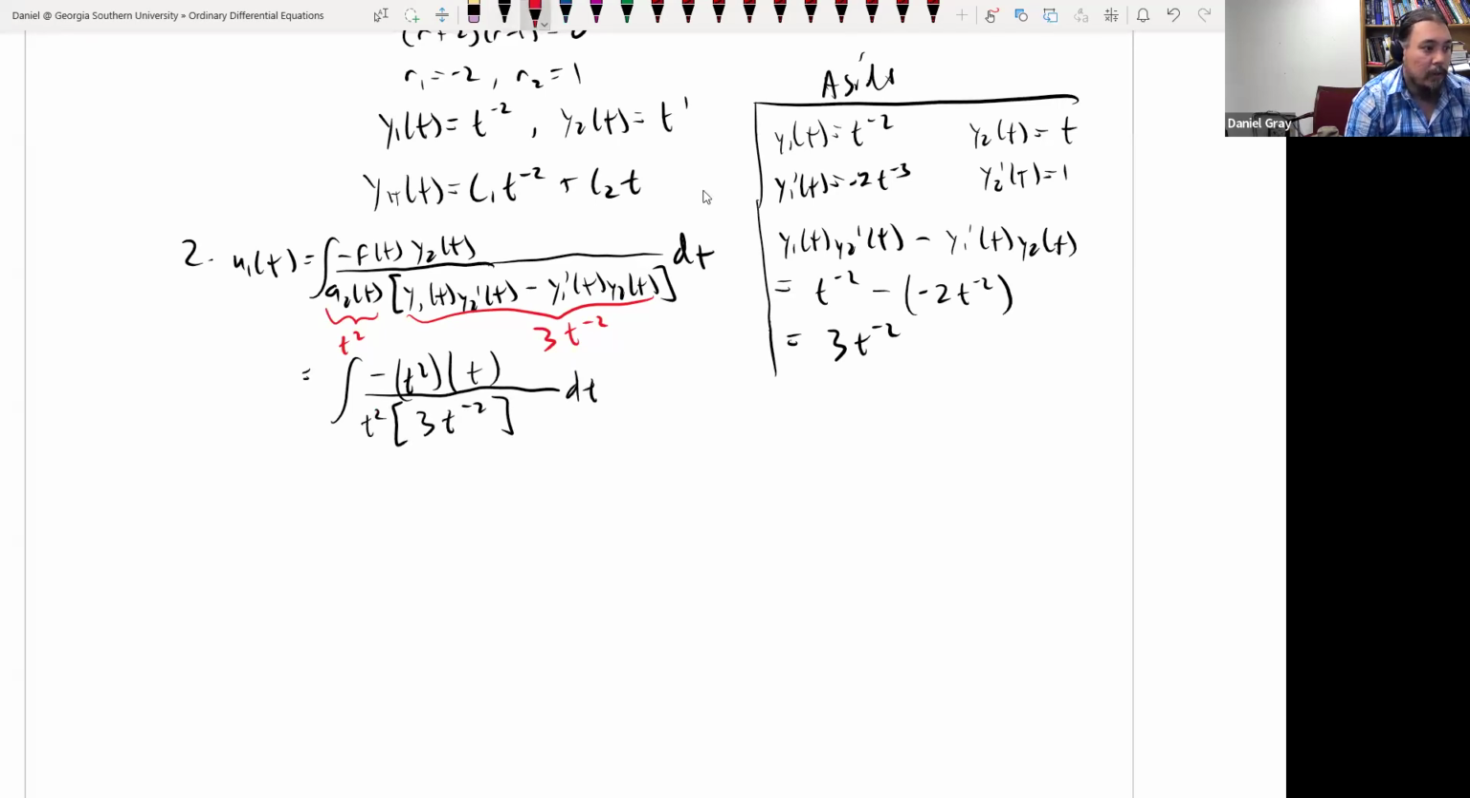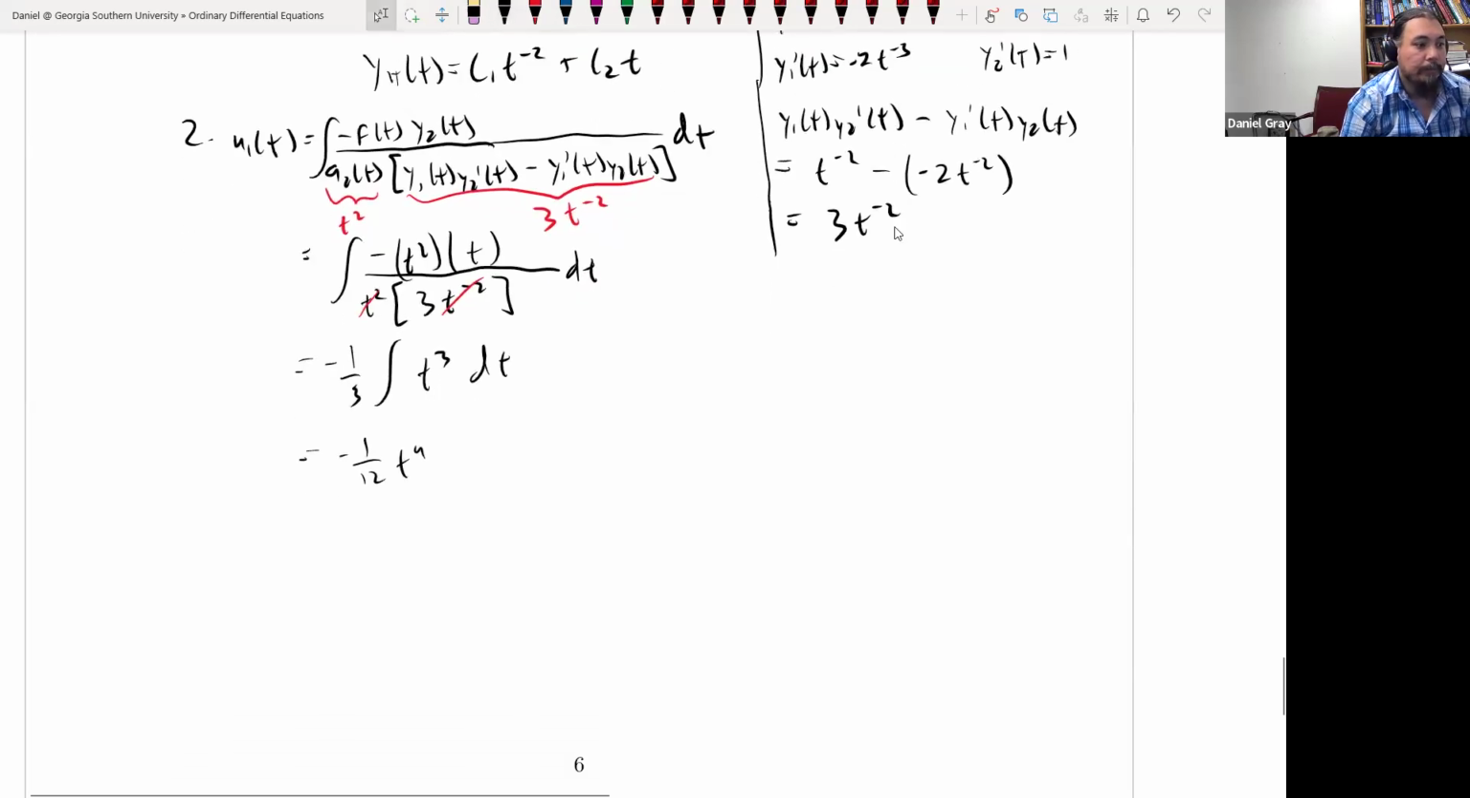Okay. So we're going to get a little cancellation in the denominator, t squared times t to the negative second. So it's just a constant. We can factor out the negative 1/3. This is going to be the integral of t cubed dt. So that's going to give me a negative 1/12 t to the 4th power for my u1 of t. Now let's do my u2 of t.